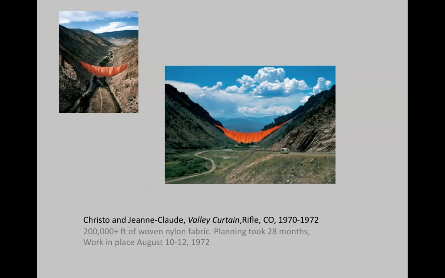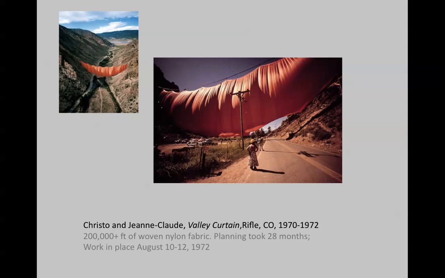It was not actually in place for 2 years, but the planning continued for 2 years, while the actual piece was only in place for about 2 days. They had 200,000 feet or more of woven nylon fabric that they placed in the middle of this valley, and it's simply called Valley Curtain. They put it in place, and it was meant to stay a couple of weeks, but then when it had only been up maybe 28 to 30 hours, there were such forceful winds that they had to begin removing it after just approximately a day of being seen.